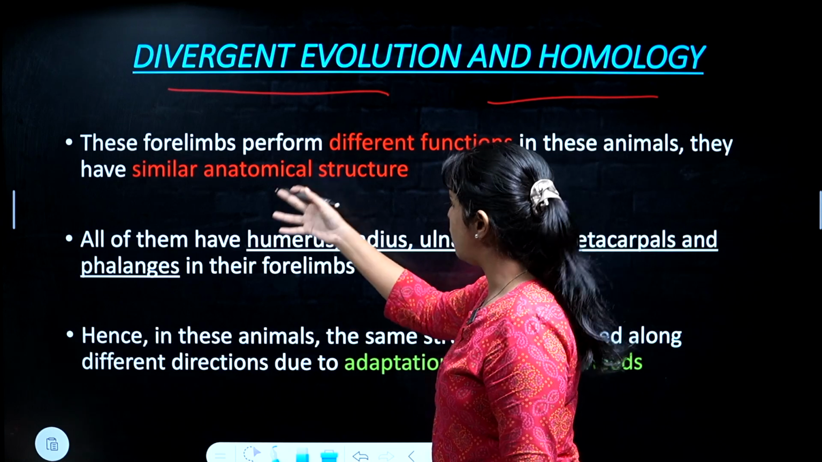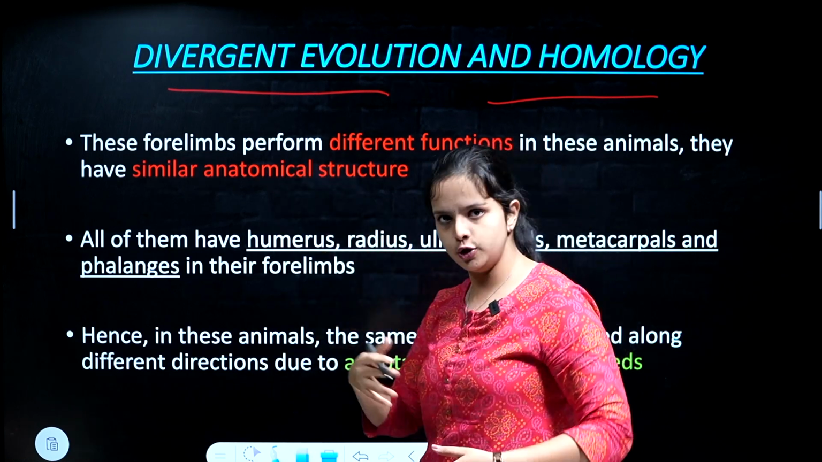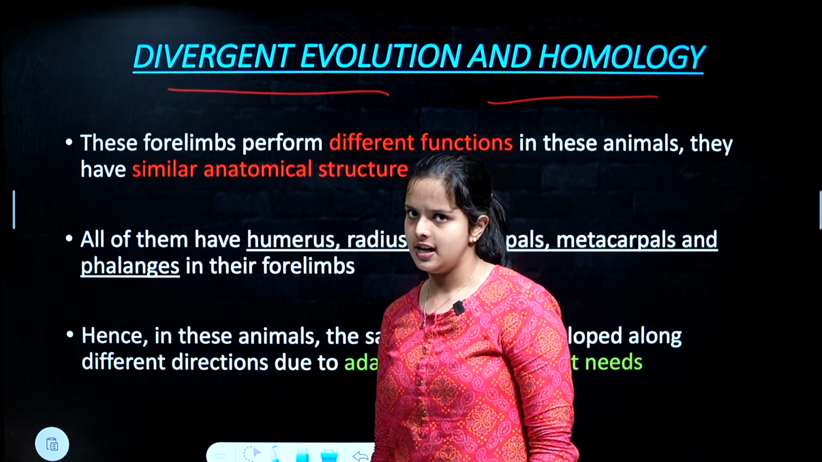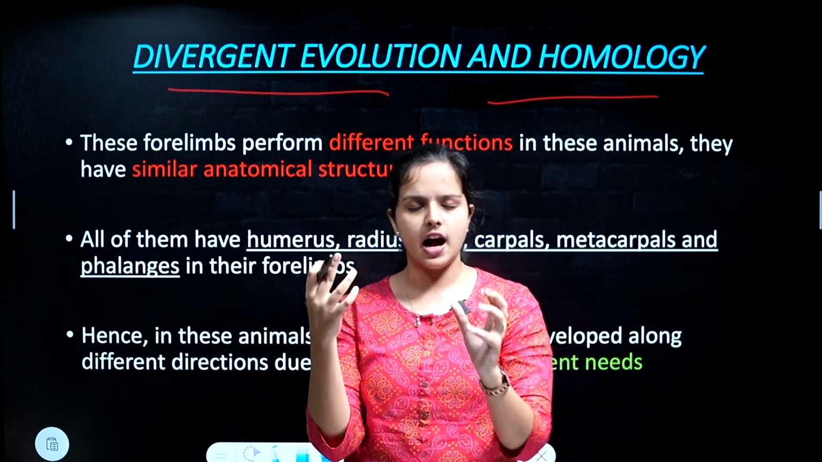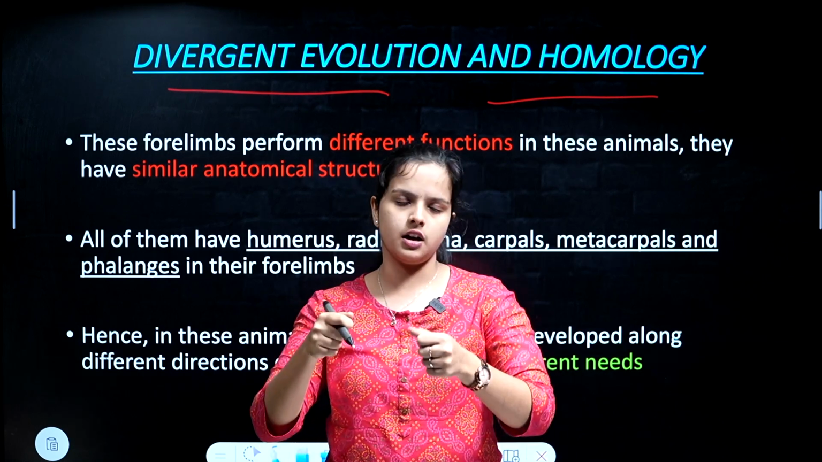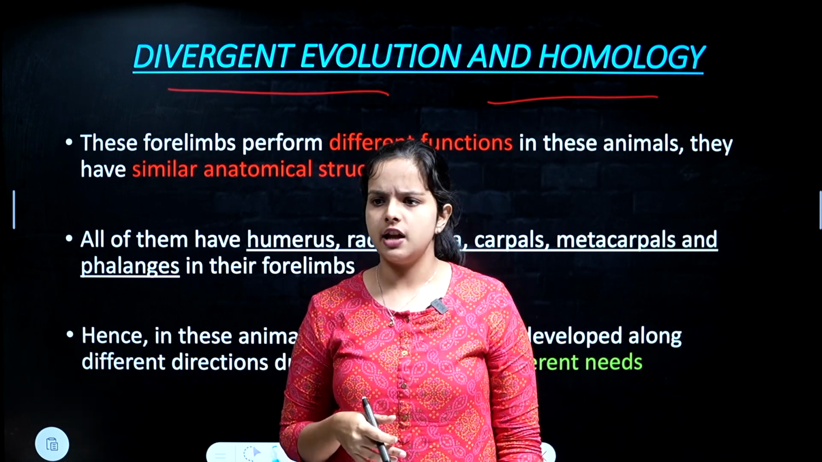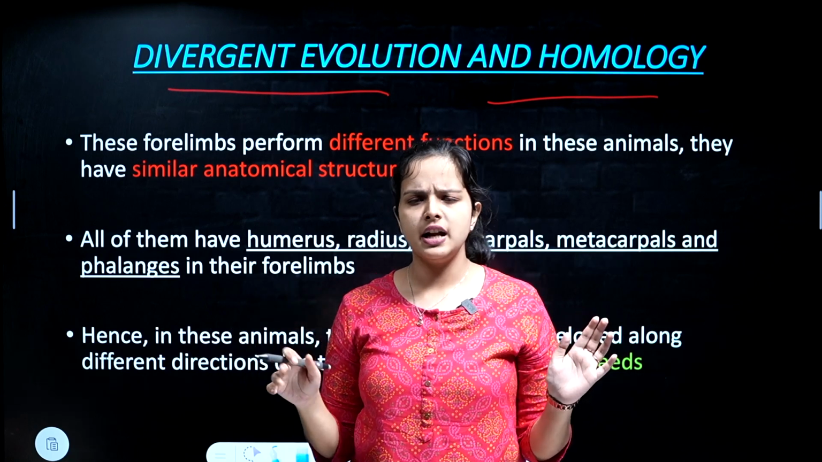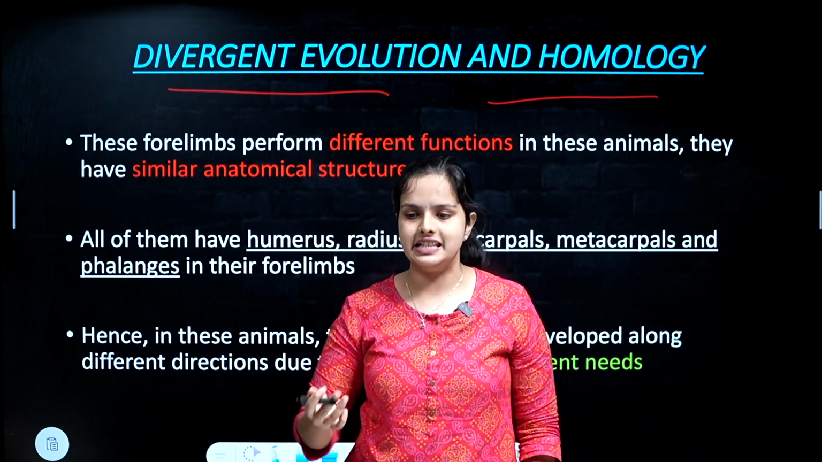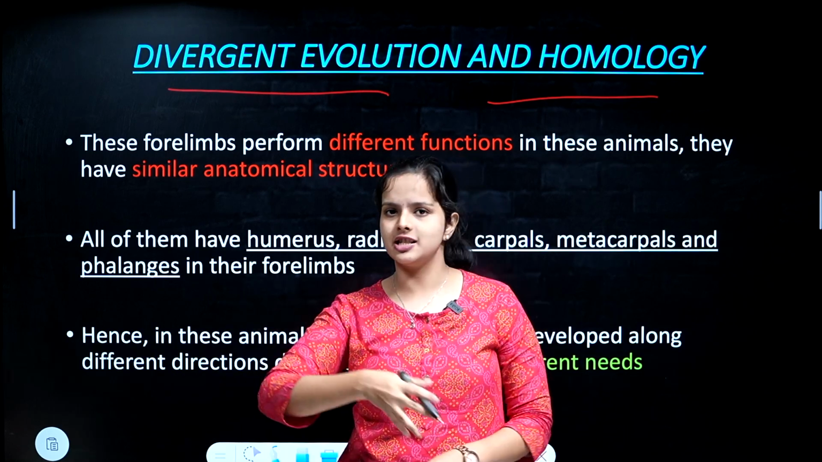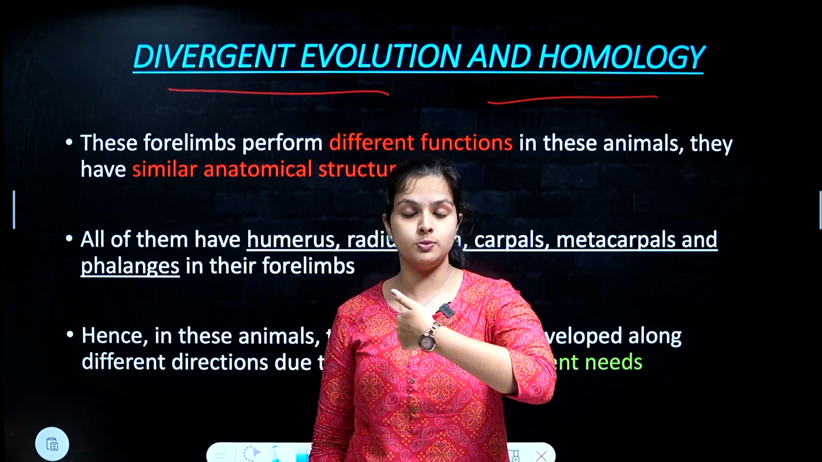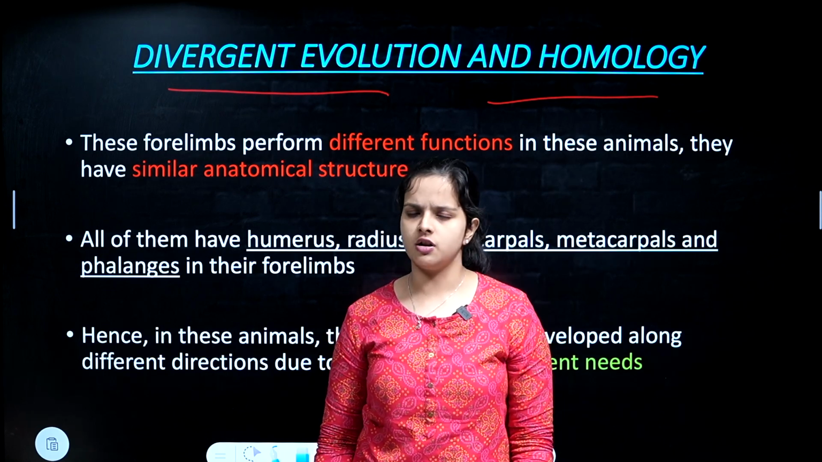As I already told you, the forelimbs of human, cheetah, bat and whales have different functions. How do we use our forelimbs? We use them to eat, to write, to ride our car or bike, and for various purposes. But does the cheetah's forelimb have the same function as ours? Of course not. The cheetah uses its forelimbs to run and to catch its prey. Does the whale's forelimb have the same function? Of course not. The whale has a different function.